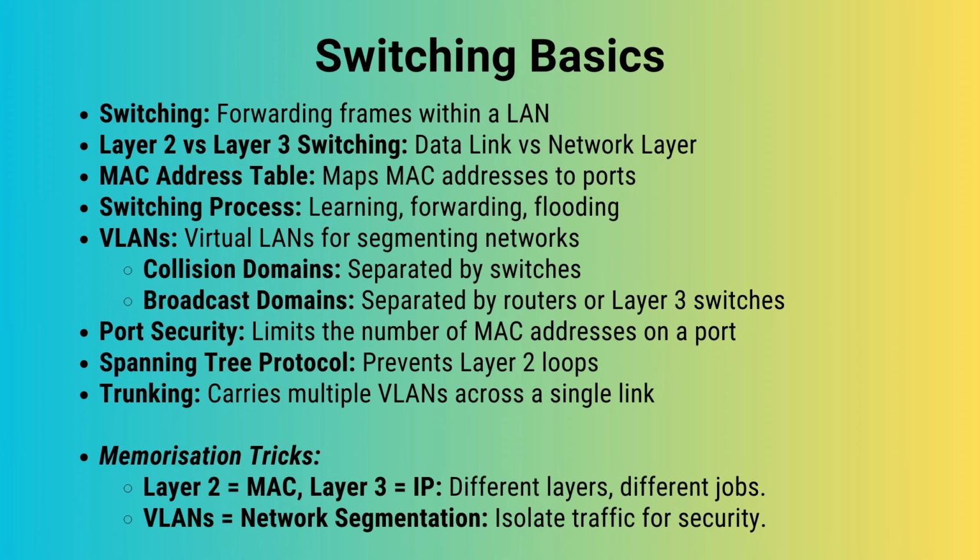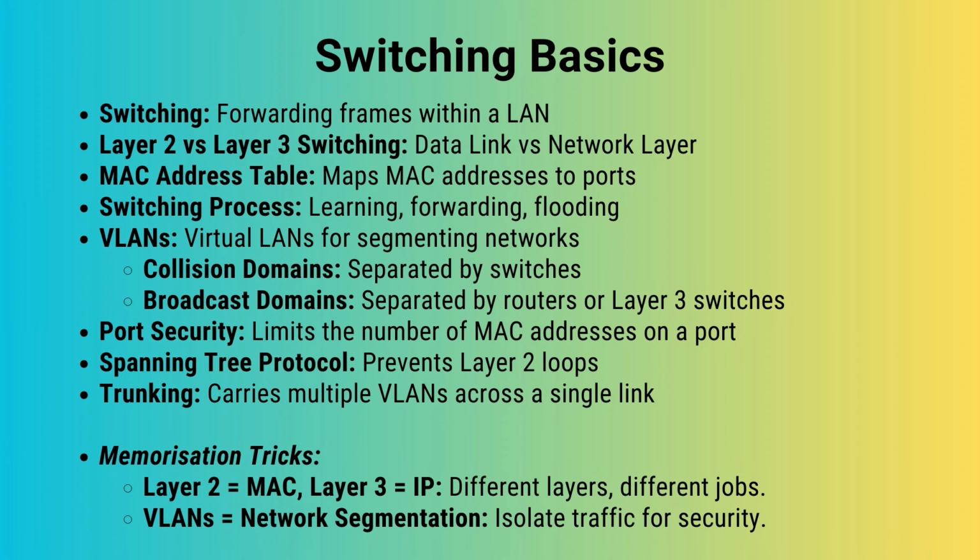We have Layer 2 switching, which operates based on MAC addresses, and Layer 3 switching, which can also handle IP routing. VLANs are used to segment networks logically, improving security and performance. Switches create separate collision domains for each port, but a single broadcast domain for the entire switch unless VLANs are used. Port security is a feature that limits the number of MAC addresses allowed on a port, enhancing network security.